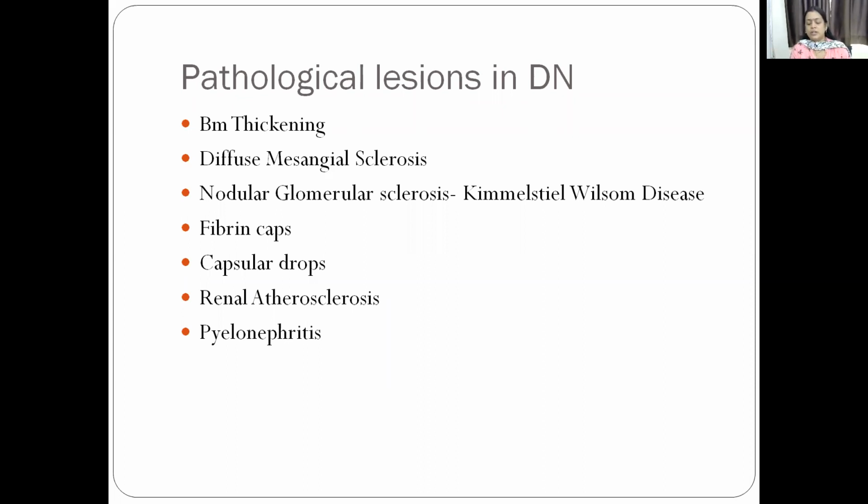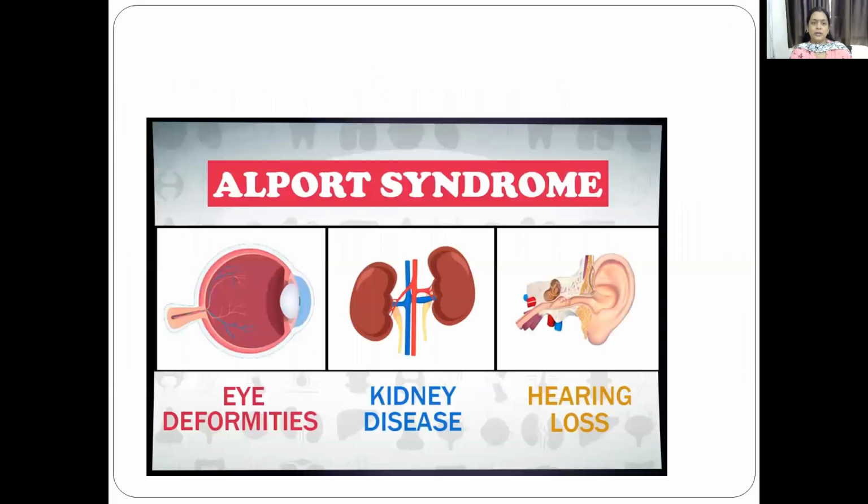So, renal atherosclerosis and pyelonephritis. Remember the AGEs formation, how they are formed, how they cause oxidative stress, glomerular hyperfiltration, then obliteration of the glomerular capillaries, increase in or accelerated atherosclerosis, then the glomerular lesions, the vascular lesions, and the papillary type of pyelonephritis, which are classical pathological lesions seen in diabetic nephropathy.